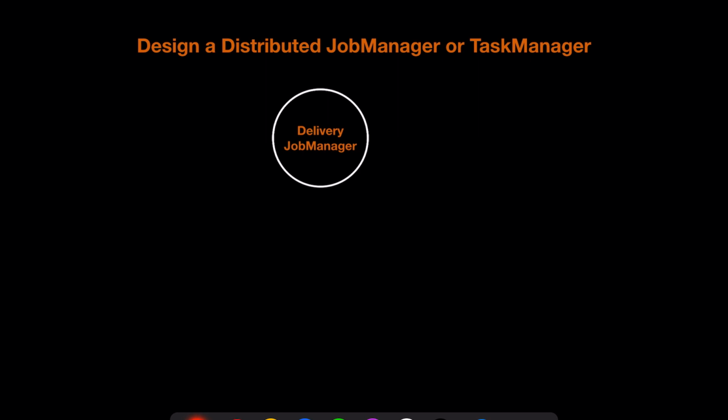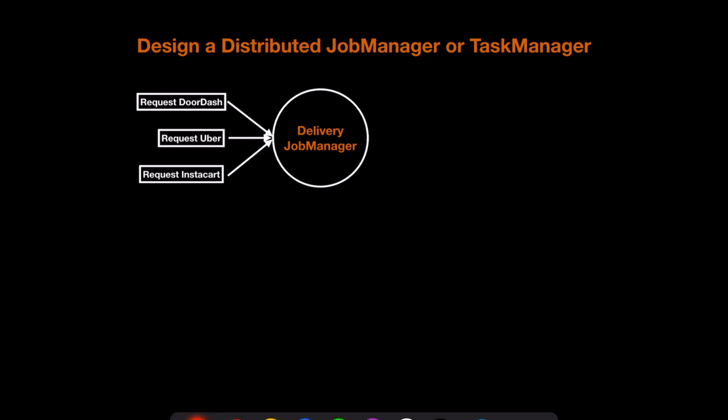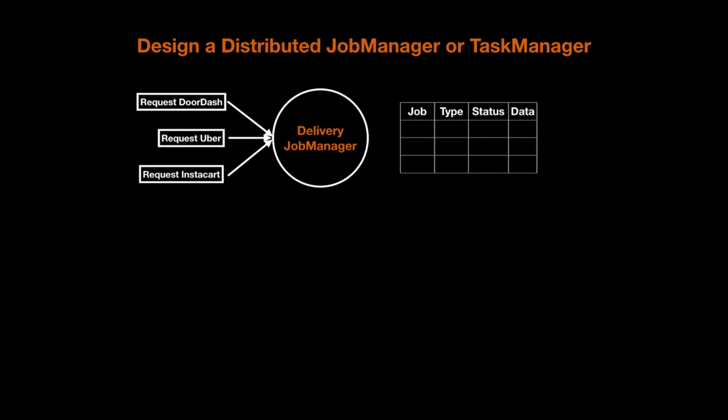In a similar way, let's think about a different type of job manager, say for example, a delivery job manager. Say we are providing a solution for delivery, and we have different customers like DoorDash requesting us for a delivery task. Uber Eats and Instacart are also creating jobs through us, right? And our delivery job manager will store all the job requests into the same database. Every job has a job ID, type, status, and some data.